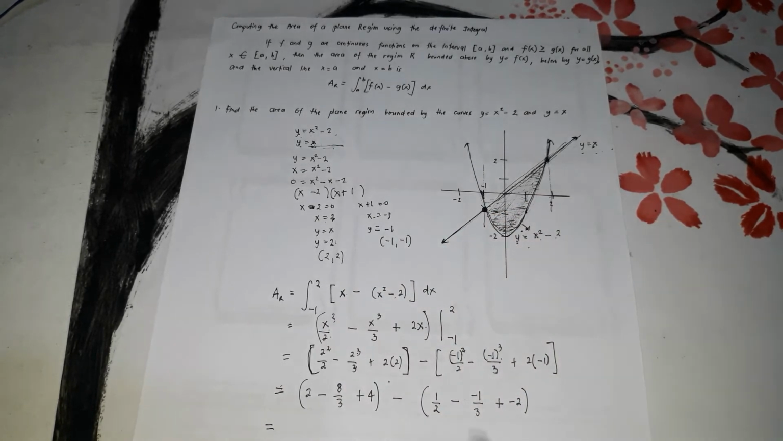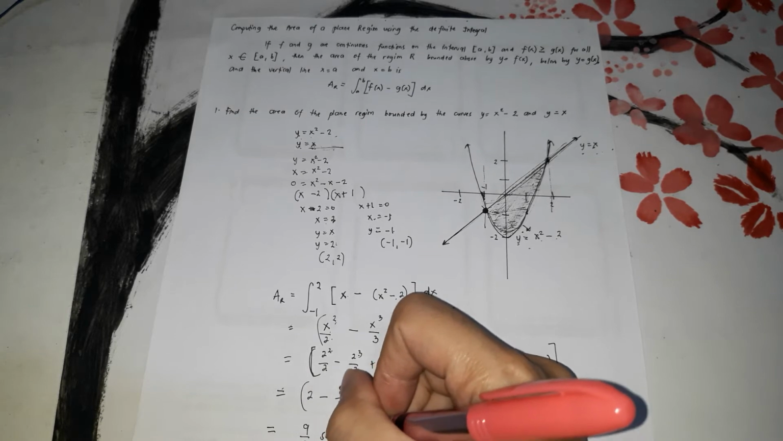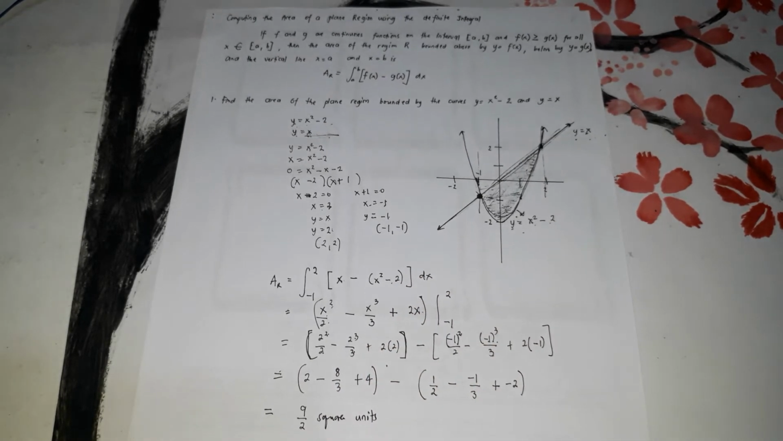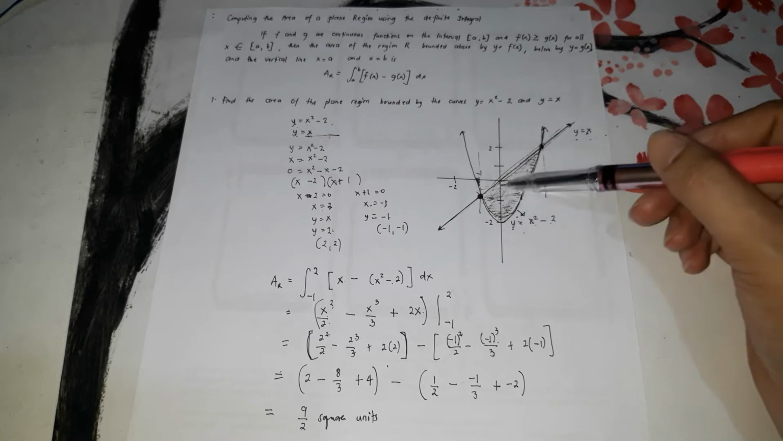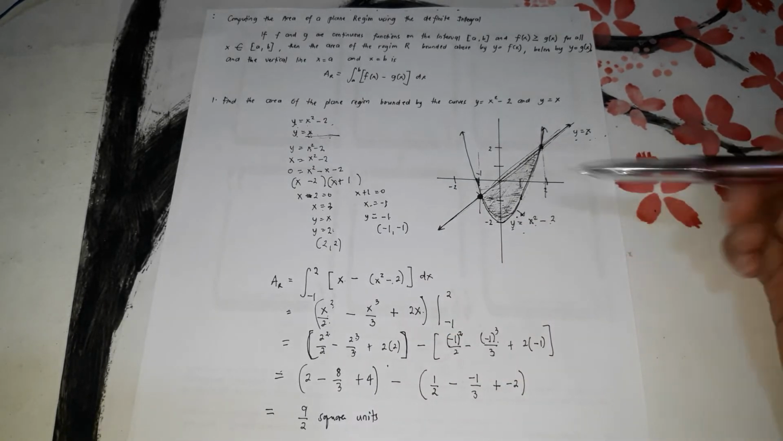You could type this in the calculator, or you could solve this manually. The answer would be 9 over 2 square units. So if you put this in the calculator, the answer is 9 over 2 square units. Ibig sabihin, ang area nito is 4.5 or 9 over 2 square units.